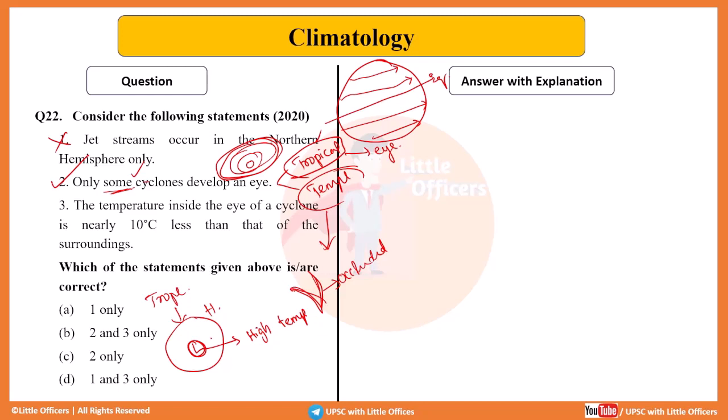Plus, in the center, there is a vertical rising up of the air. That also happens when there is a higher temperature compared to the surroundings. So in the center, at the location of the eye, the temperature should be high, not low. But the statement is contradictory: let's forget about the number, but look at this one, less than that of the surroundings. Generally, it should be more than that of the surroundings. Only then can we have that low pressure at the center. So even if you use that logic, you can say this is wrong. So the correct answer is going to be 2 only.